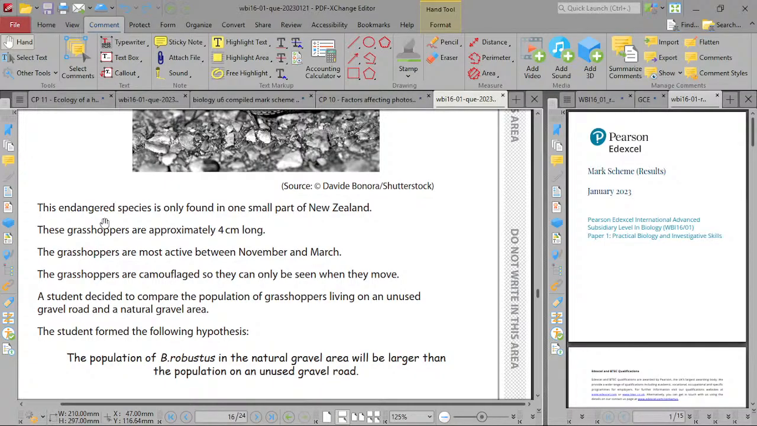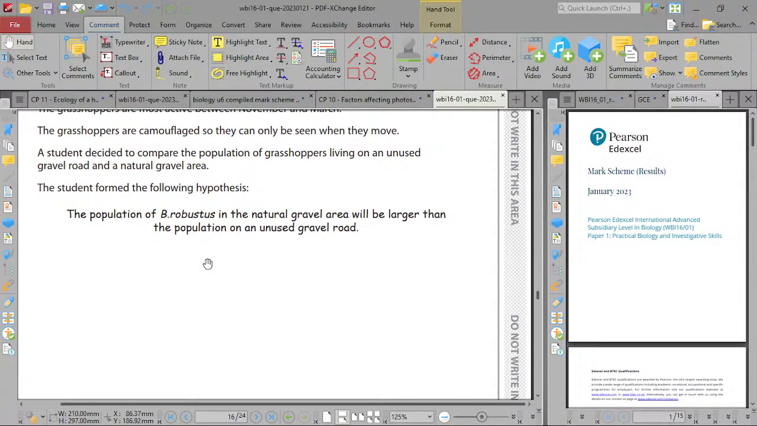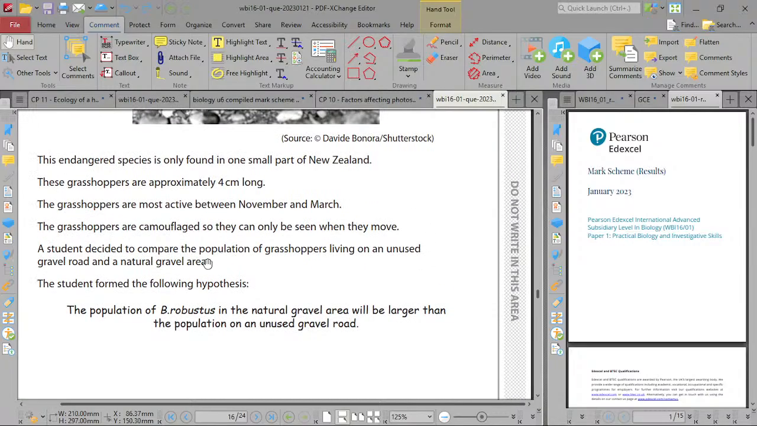This endangered species is only found in one small part of New Zealand. The grasshoppers are approximately 4 centimeters long and are most active in the day. Hypothesis. So here we have, what's the independent variable?